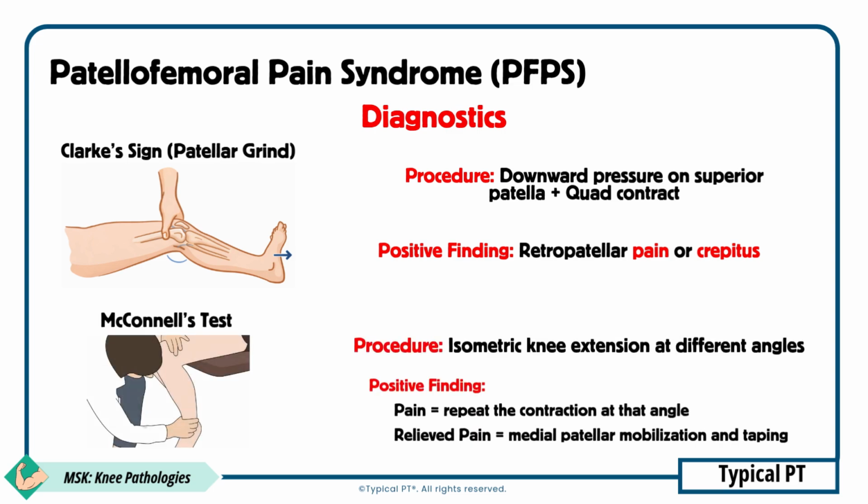McConnell's test is helpful for confirming the diagnosis and guiding treatment. Have the patient perform isometric knee extension at different angles. If they have pain, repeat the contraction at that angle while you push the patella medially. If the pain is relieved with the medial glide, that's a positive test and tells you that medial patellar mobilization and taping will likely help this patient.